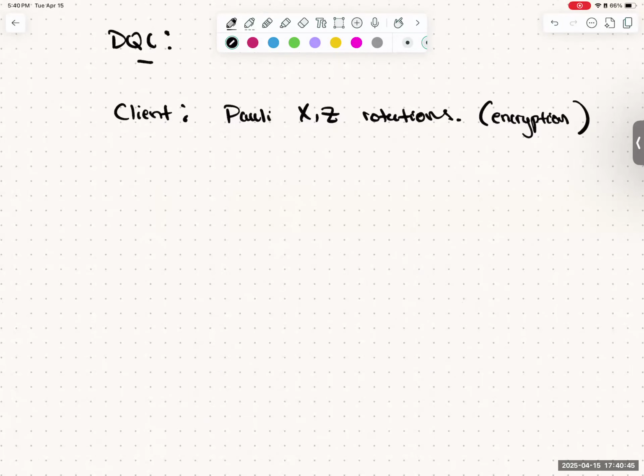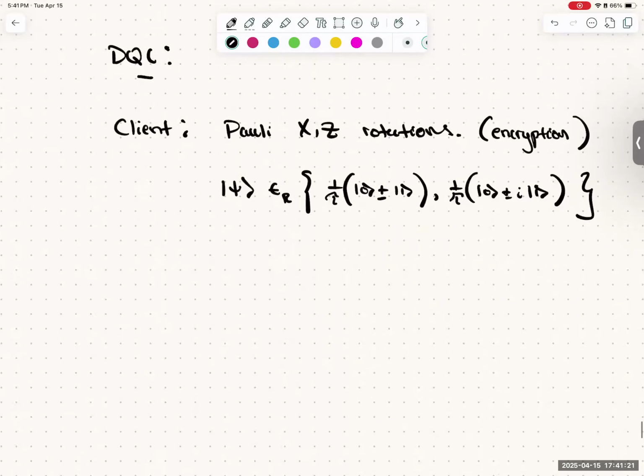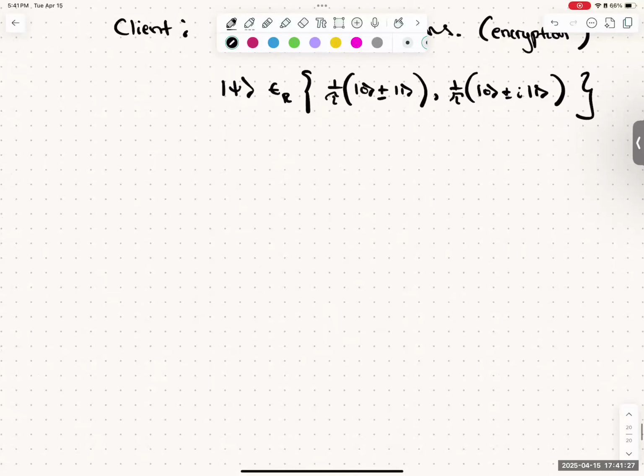And what else is the client able to do? They're also able to prepare states from the following set. So they can randomly choose these states. There's a more compact way to write these. This is the plus or minus state, and these are the plus or minus i states. These are the plus or minus 1 eigenstates of the Pauli Y operator. So as opposed to being able to prepare one of 8 states, now you only need to be able to prepare one of 4.